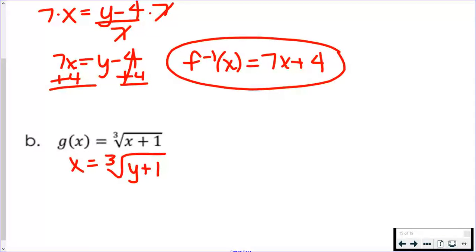The opposite of a cube root is raising it to the exponent of 3, so that's what I'm going to do to get rid of it. So I cube both sides, and the exponent and the cube root end up canceling with each other. So all I'm left with is whatever's inside, which is y plus 1. Now all I have to do is move the 1 over, and I have the inverse of g of x.